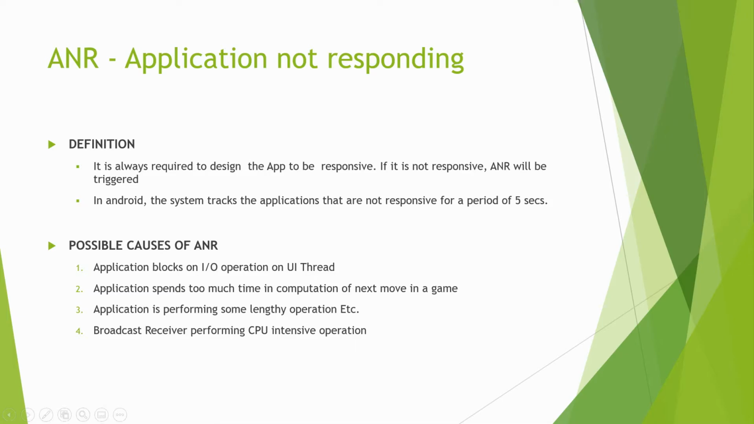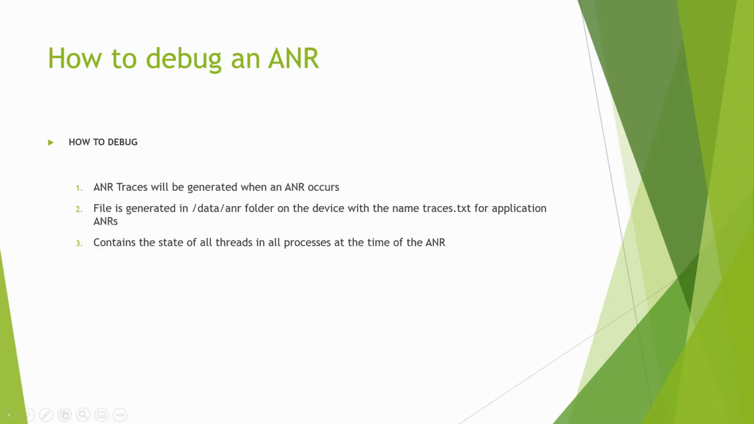The third possible cause is that the application is performing some lengthy operation. And the fourth cause is a broadcast receiver performing CPU intensive operations, some background work which is CPU intensive. So these can be the causes why your main thread is not responding within 5 seconds. To tell in simple words, ANR is nothing complicated. Just remember, if the main thread of your application is not responsive for more than 5 seconds, ANR will be triggered.